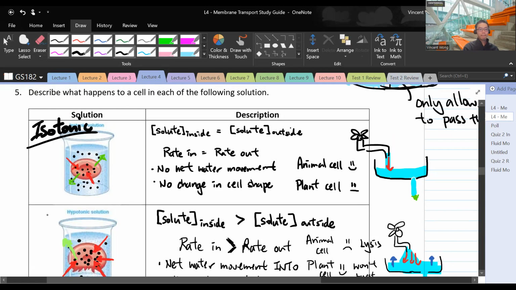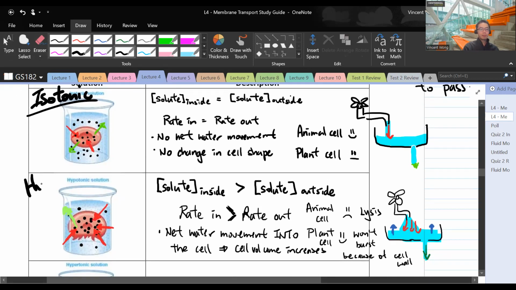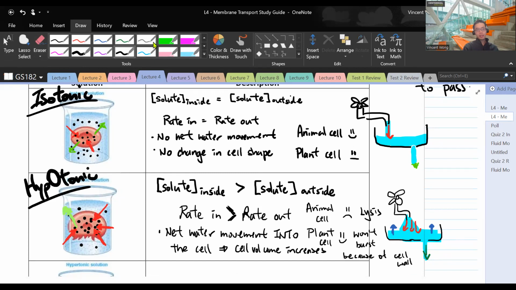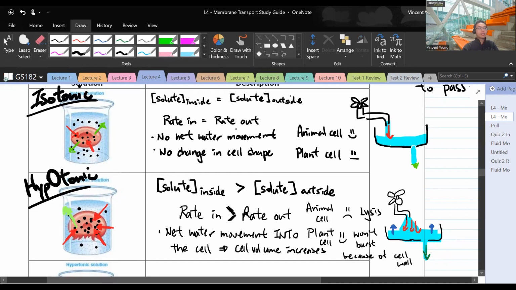Okay. Yeah, this one is hypotonic. You can remember the big O. That tells you that the cell is swelling up. Anyone else have any other questions or comments before we move on to the last case?